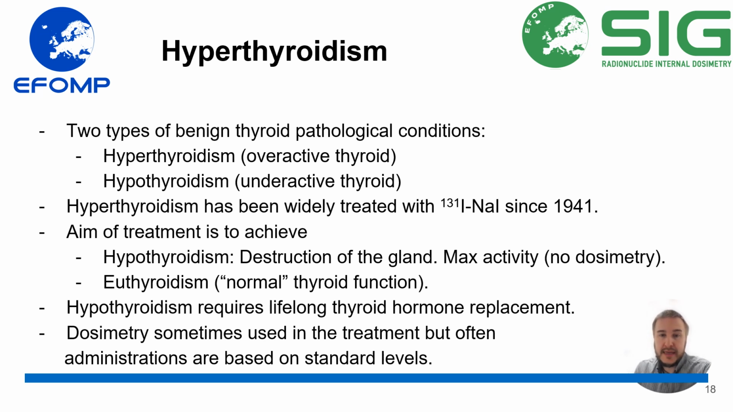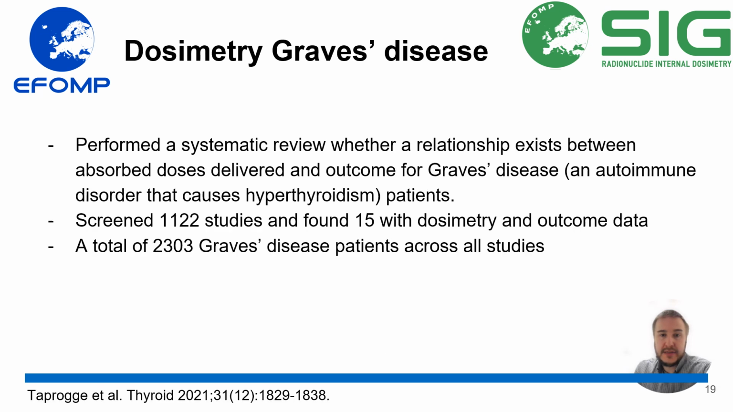But I'm going to show some data now that we found when we did a systematic review, which highlights that dosimetry can help in these patients, and that there's a well-established dose-response relationship. We did a systematic review to see if there's a relationship between the absorbed doses delivered and the outcome for Graves' disease patients. We found quite a lot of studies, and boiled it down to about 15 that had dosimetry and outcome data, with a total of 2,303 patients.